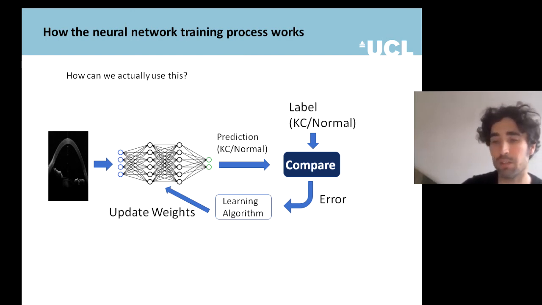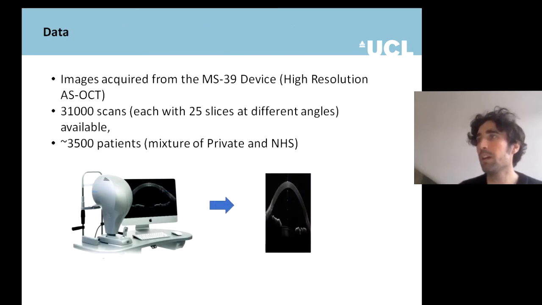That's essentially how the neural network training process works. So for the actual research itself, I have images acquired from a device called the MS39, which is an anterior segment optical coherence tomography device. This is given as 31,000 scans, and each has 25 slices at different angles.